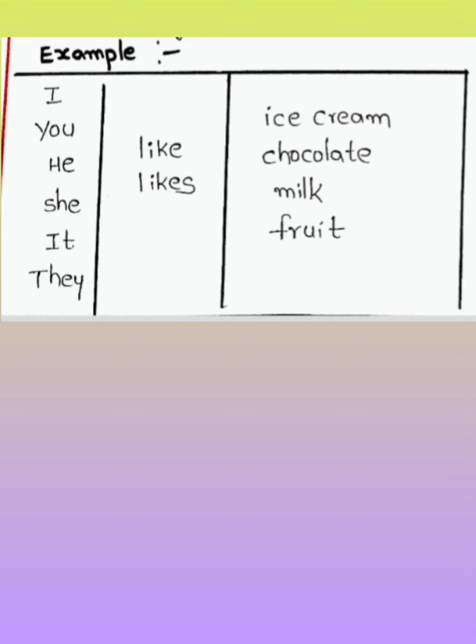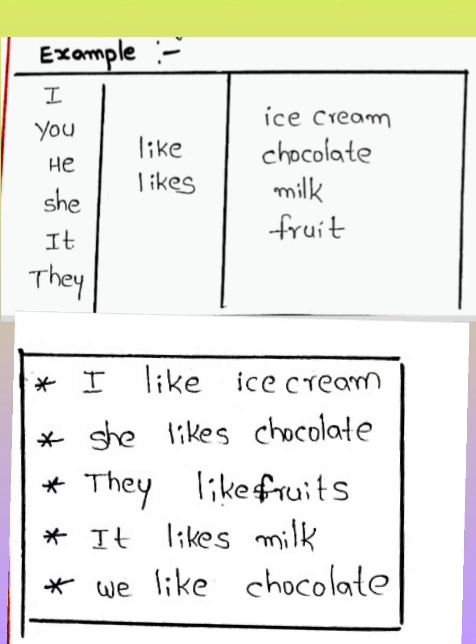Example. Here is the substitutional table. Here are 3 columns. In the first column, there are I, you, he, she, it, they. In the second column, there are like, likes. In the third column, there are ice cream, chocolate, milk, fruit. Students will write sentences. I like ice cream, she likes chocolate, they like fruit, it likes milk, we like chocolate.